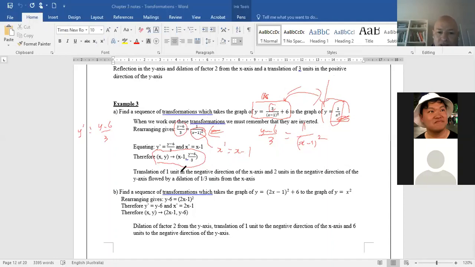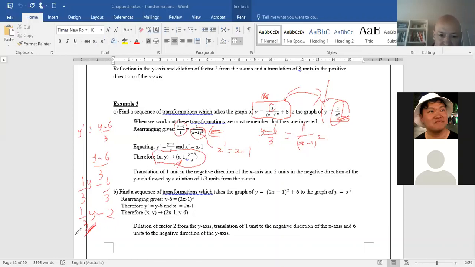Okay, so what's happening? I've got a translation, 1 unit in the negative direction of the x-axis. Okay, and it's not 6 as a translation in the y-axis. It's -6 divided by 3, because the (y minus 6) divided by 3, we're going to split it, 1/3 of y minus 6 divided by 3, which becomes 1/3 of y minus 2. And really, I should have written my dilation first, which is 1/3 from the x-axis. Factor of 1/3 from the x-axis.